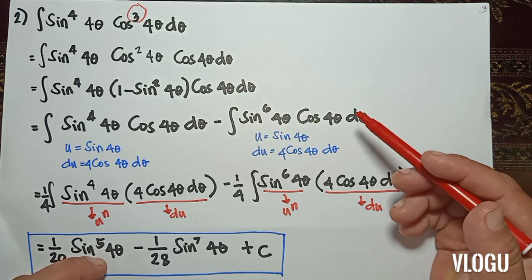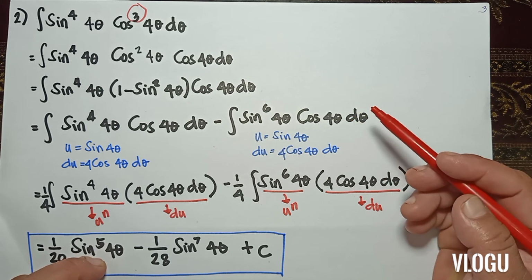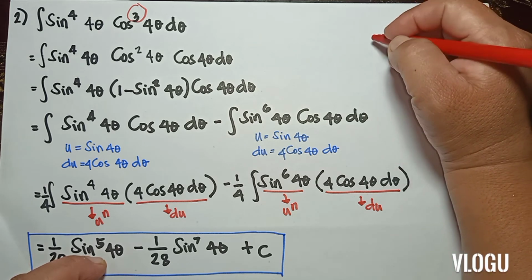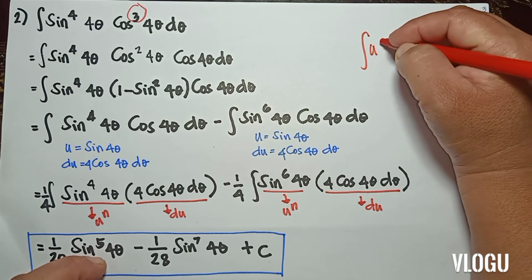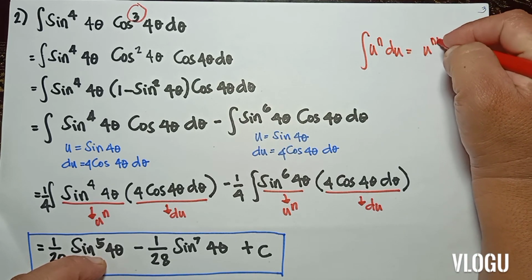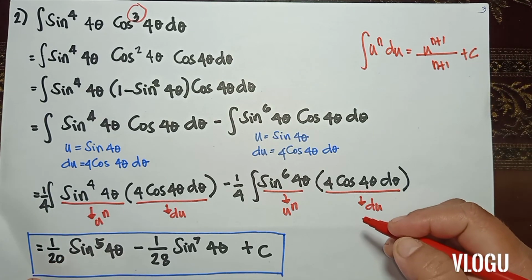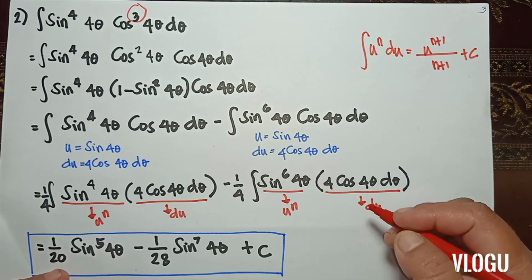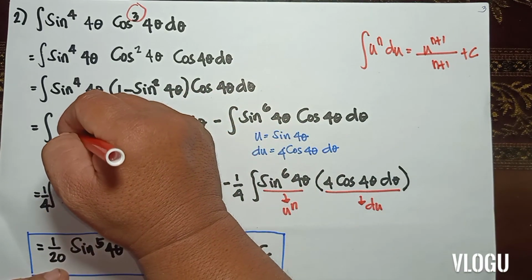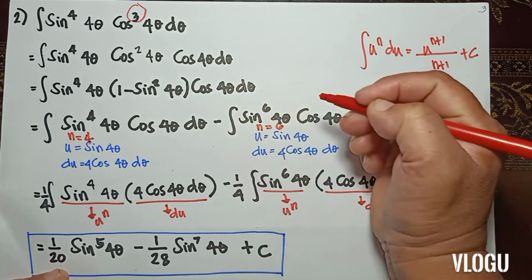If you look here, we have two trigonometric functions. If we have two trigonometric functions, we will be using u to the n du. Then the answer for that is u to the n plus 1 over n plus 1 plus c. So for this case, our u is equal to sine 4 theta. Our n here is equal to 4, and for the second integral n is equal to 6.